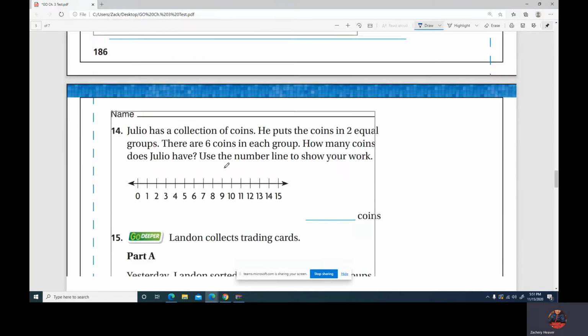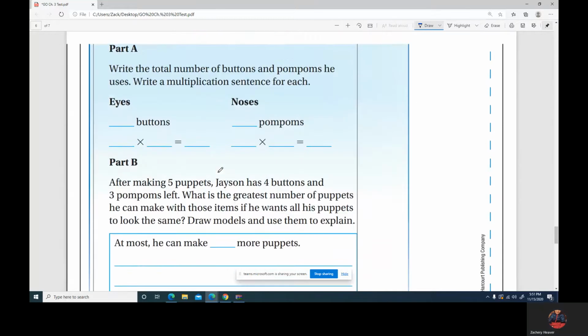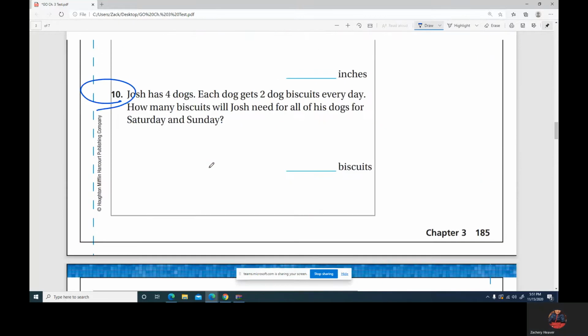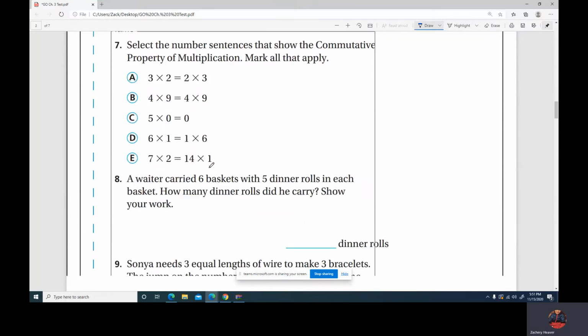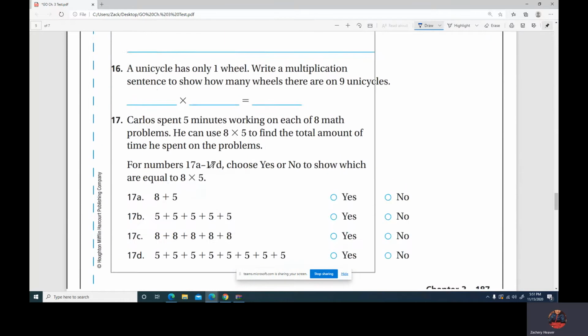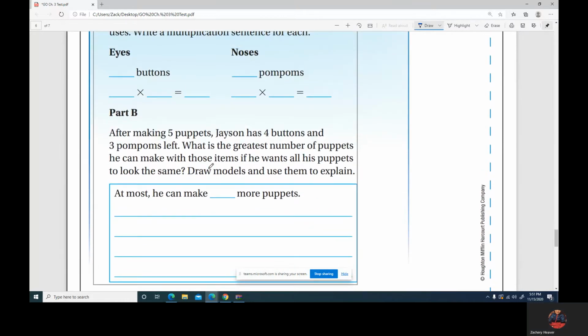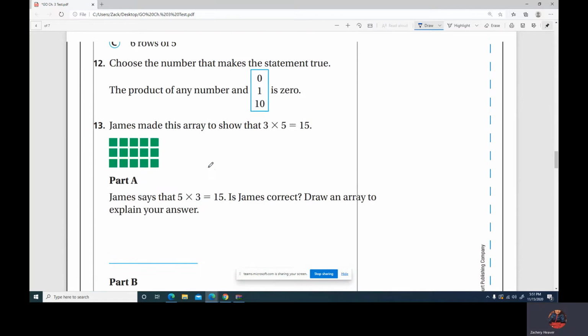I'm going to do the next 2 pages with you, and I'll let you do the last 2 pages by yourself, okay? Okay, sounds like a plan.